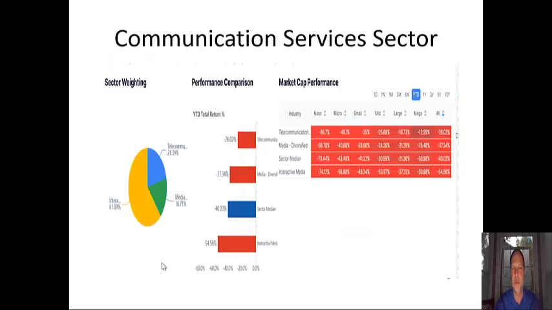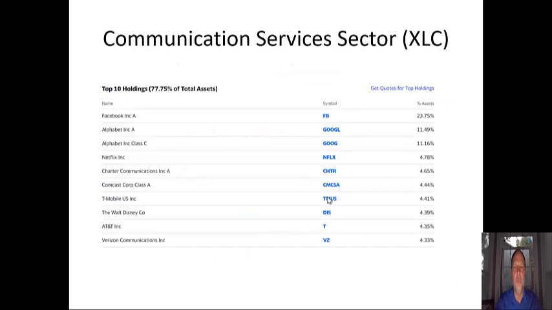And once again, we can split it up based on size, and the mega large companies have done badly, but the smaller companies have done even worse. The biggest company in communication services is, of course, Facebook, followed by Alphabet, the parent of Google, then companies like Netflix, Charter, Comcast, T-Mobile, Walt Disney, even though it still makes a lot of money off its theme parks, AT&T and Verizon, and again, this is a heavily concentrated sector, with the top 10 holdings being 78% of the sector.